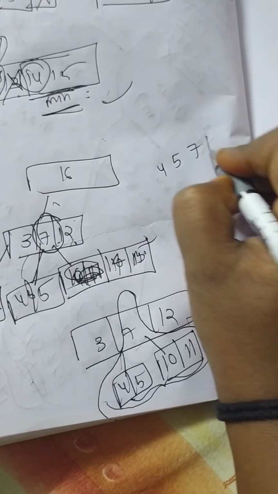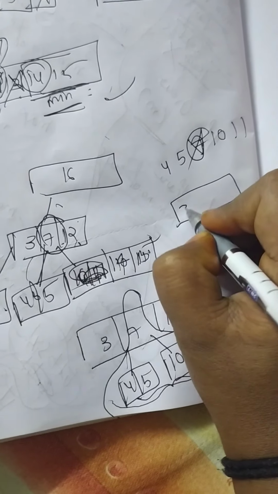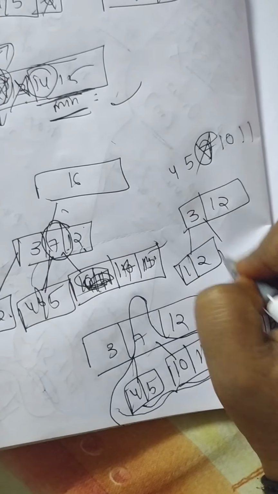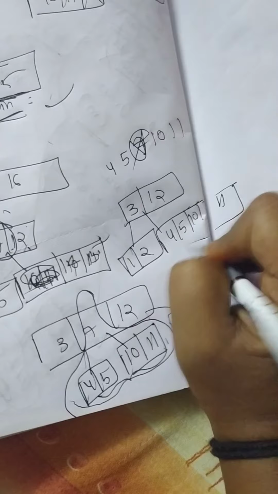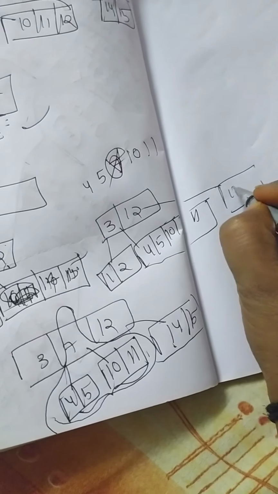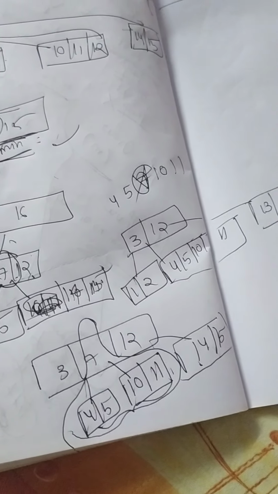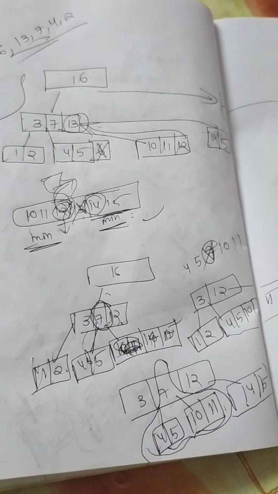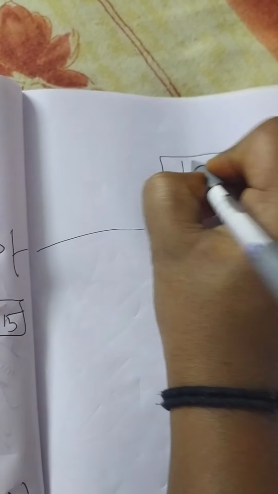4, 5, 7, 10, 11 and delete the target key, and then this will become 3, 1, 2, 4, 5, 10, 11 and then 13, 14. This is the final. Like this the deletion in B trees will happen. And the shrinking will be shown here.